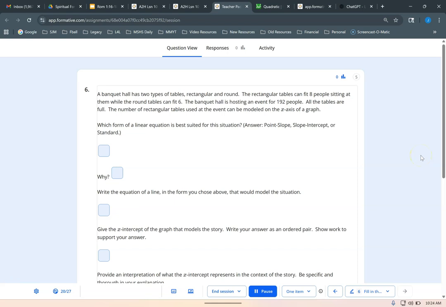Let's look at the last one, because we're almost out of time. A banquet hall has 2 types of tables, rectangular and round. The rectangular tables fit 8 people sitting at them, while the round tables fit 6. 1 rectangular table has 8, 2 has 16, 3 has 24, 4 has 32. Get what I'm doing? The banquet hall is hosting an event for 192 people. What format are we using? Standard. Okay, you got the idea. I think you can do this. Have this done by Monday.